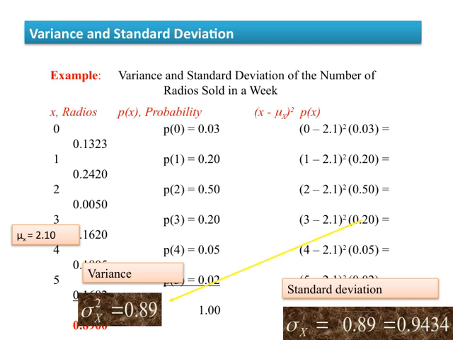Variance essentially measures the average squared deviation from the mean, giving us a sense of how spread out our data is. The standard deviation, which we haven't explicitly calculated here, but is simply the square root of the variance, provides a more interpretable measure of spread in the original units, in this case, radios. So, understanding variance and standard deviation helps us quantify the variability in our data, which is crucial for making informed decisions and understanding the overall behavior of the data set.